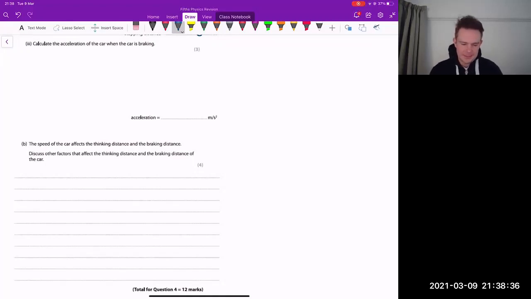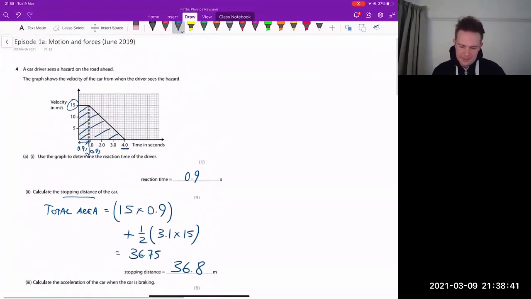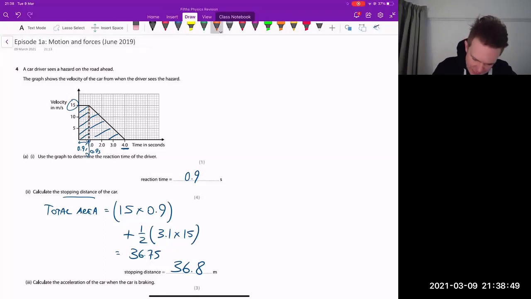Okay, my attempt. The acceleration of the car when the car is braking. This time we want the gradient. Remember, a gradient of a velocity time graph is the acceleration. So we're going to draw a triangle underneath, and we're going to think, well, what's the change in the velocity, the change in the vertical quantity, change in y, or the rise. Now we go from 15 down to 0. So the change is going to be 0 minus 15. So minus 15. And so that's the rise, as it were.